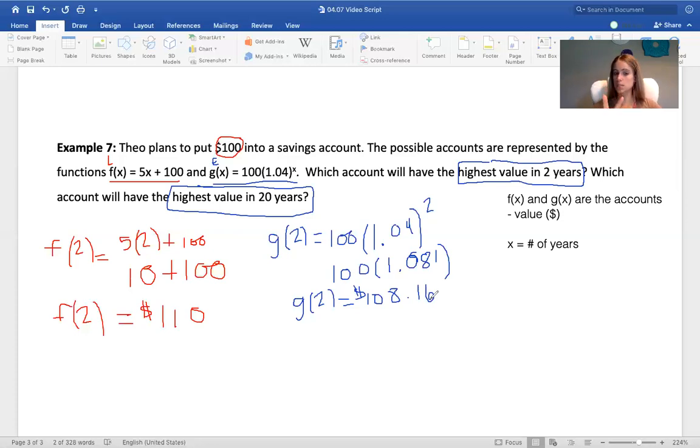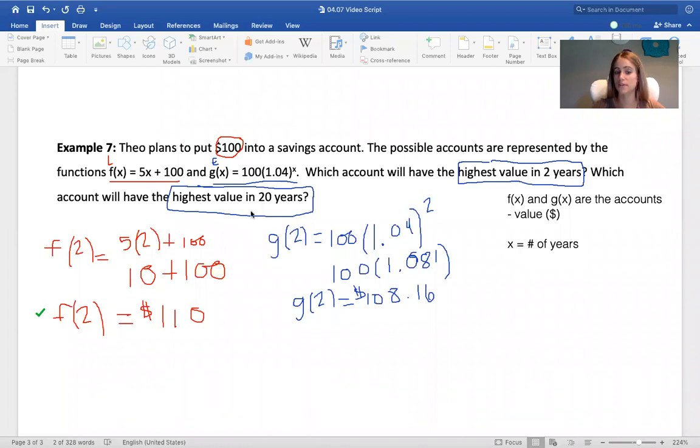All right, so which one's the winner? So after 2 years, which savings account is better? Yeah, my linear account. All right, so this one right here is better after 2 years because I have a little less than $2 more.